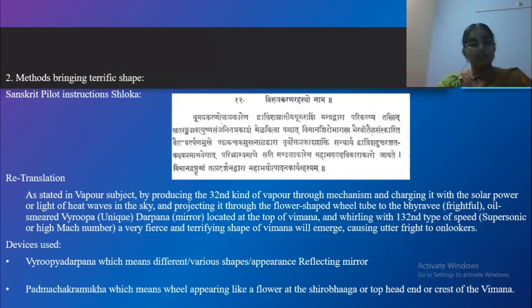So they are making the Vimana take such a terrific shape that whoever sees the Vimana will get afraid. The devices which they have used are Vairupa Darpana, which means a mirror reflecting various shapes and appearances, and Padma Chakra Mukha, which means a wheel appearing like a flower at the Shirobhaga, the top head end or the crest of the Vimana. So these are the devices which they have used.